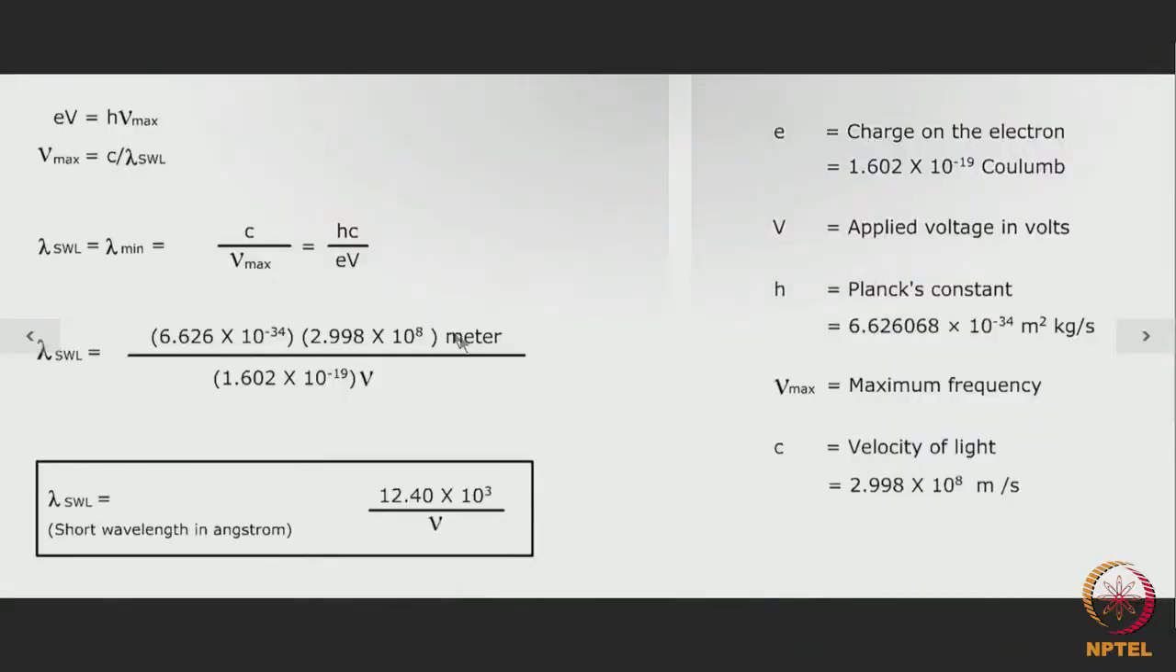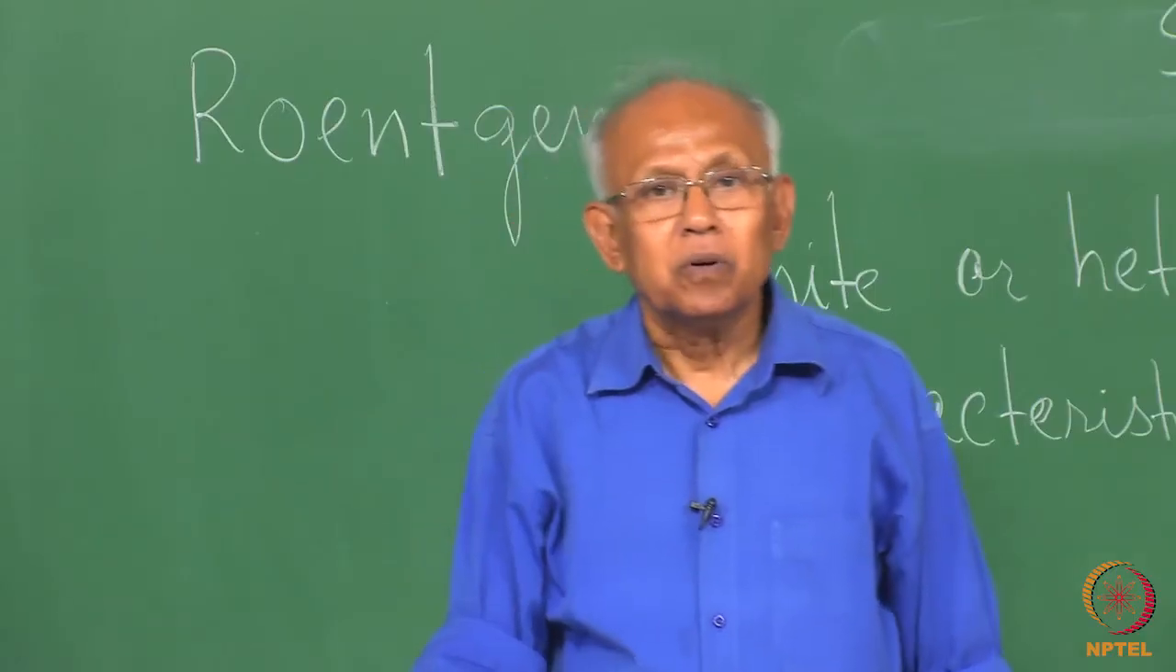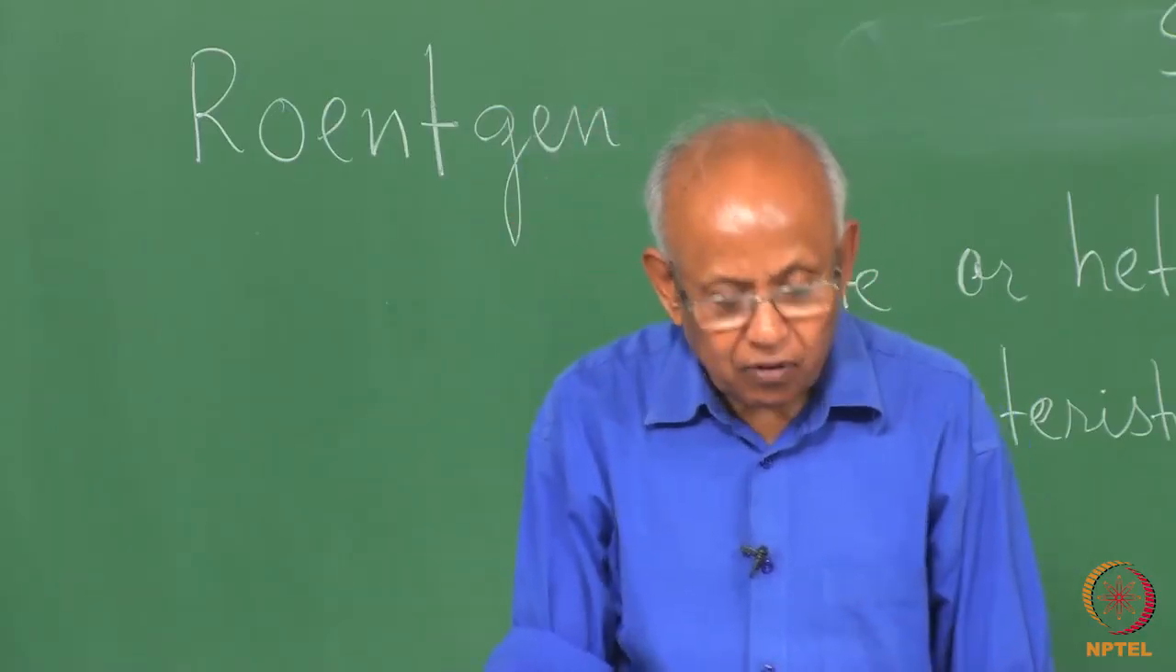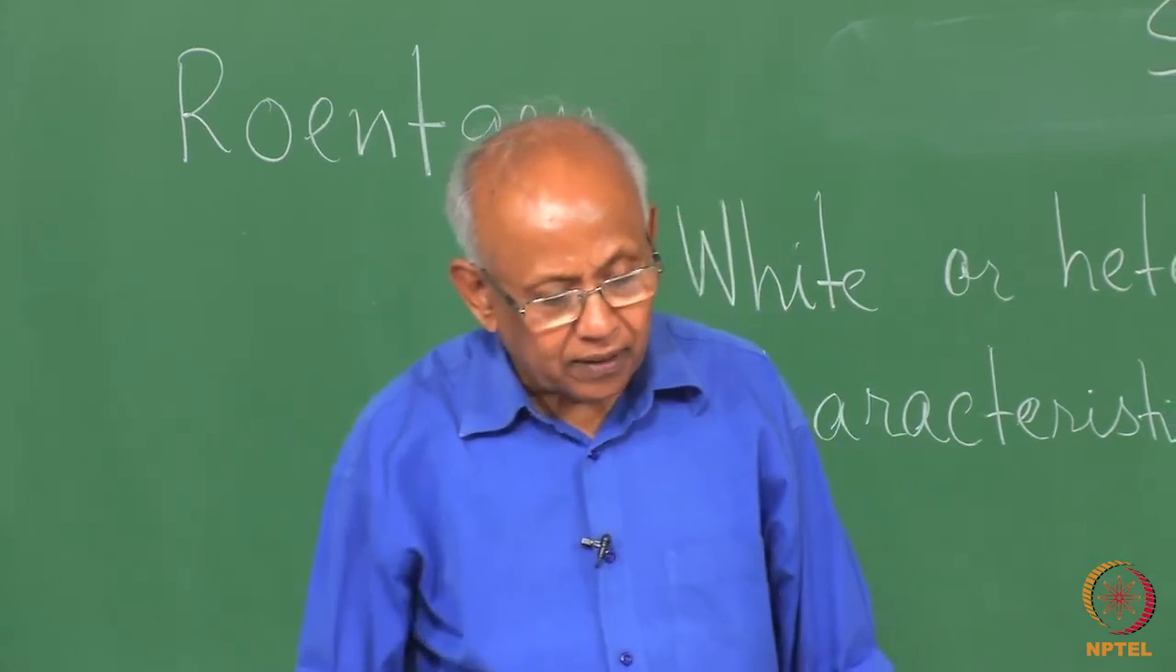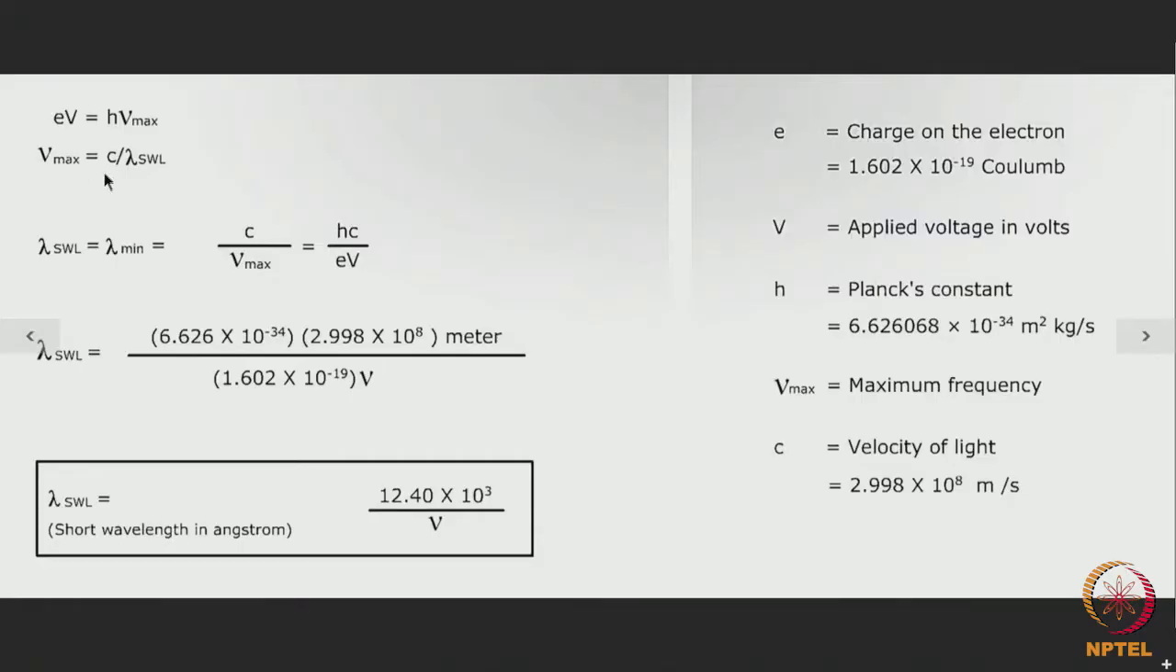Now, if we look at a single electron of charge e, after going through a potential field of magnitude V, we can write eV = h nu max. After all, nu max corresponds to the maximum energy of the electrons. So, nu max we can write is equal to c by lambda SWL.